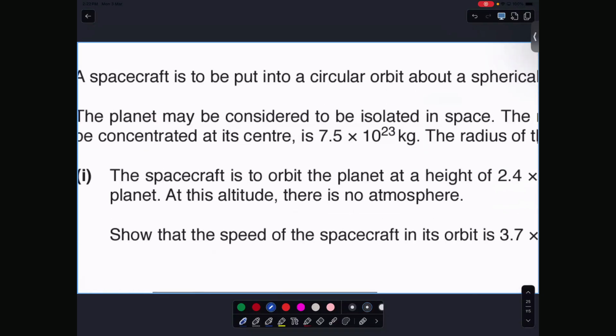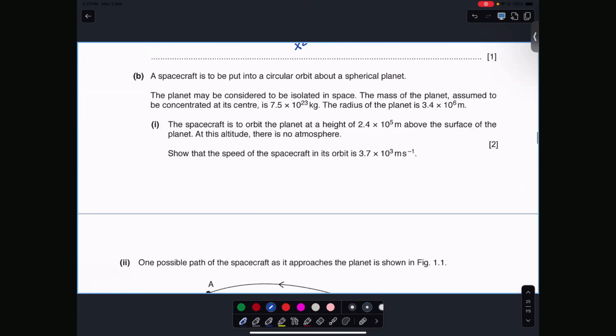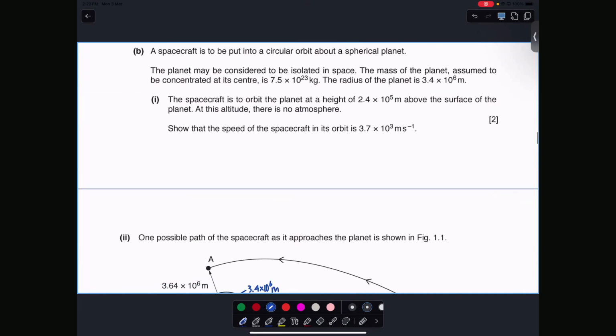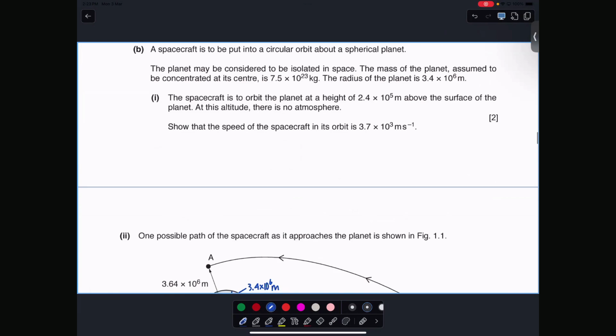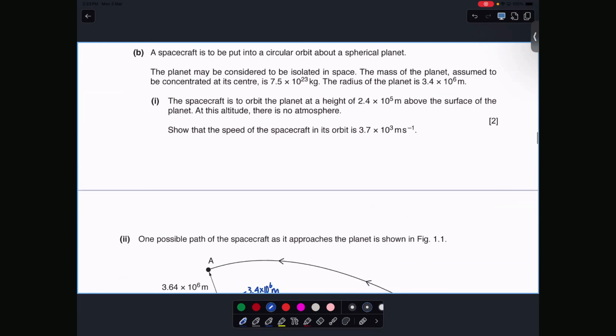And it's in meters. So they say that the spacecraft is to orbit the planet at a height of 2.4 into 10 to the power 5 meters above the surface of the planet. Show that the speed of the spacecraft is given by that. Speed taken to equal v equals to omega r. We don't have any way to find omega, I think.